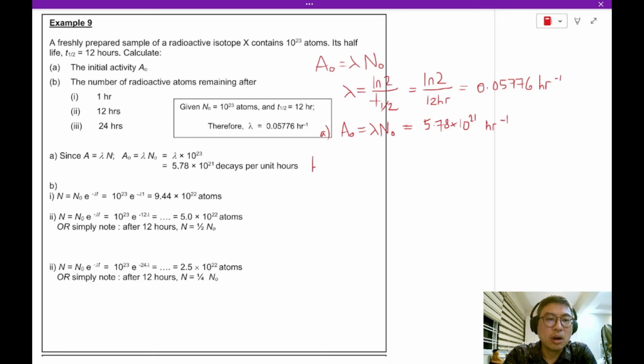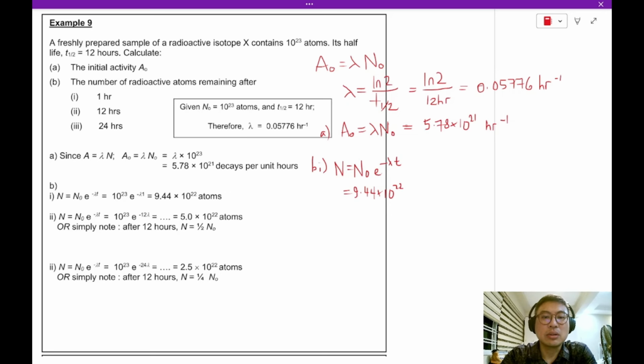Next, how many radioactive atoms remain after 1 hour? There's a couple of ways to do this. The first way to do this is by using the equation N equals N0 e to the power of minus lambda t. From there, you'll get 9.44 times 10 to the power of 22 remaining.